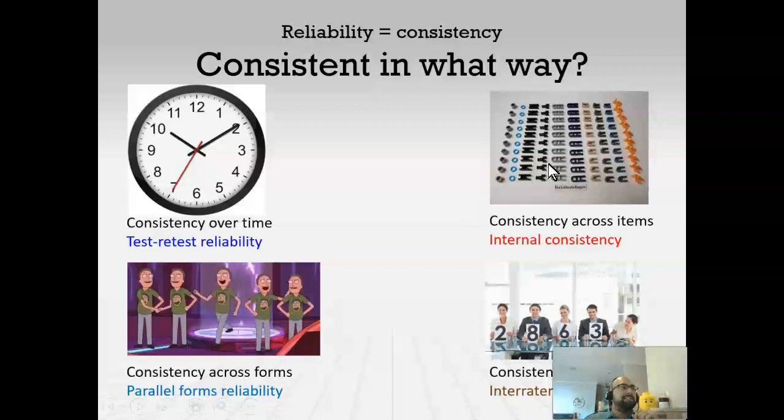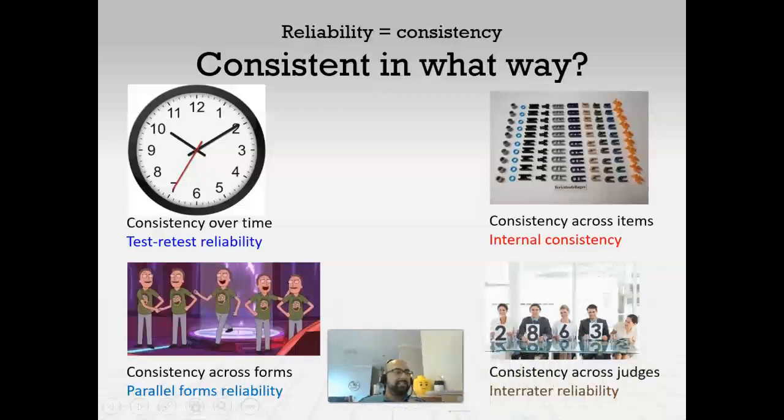You have consistency across items. So if you have a personality questionnaire with 10 questions about extroversion, all 10 questions should converge. And then we have consistency across judges. So if you have 5 people doing a panel interview, the 5 people should roughly agree on what a good answer is, and they should agree on how well each interviewee answered the questions.